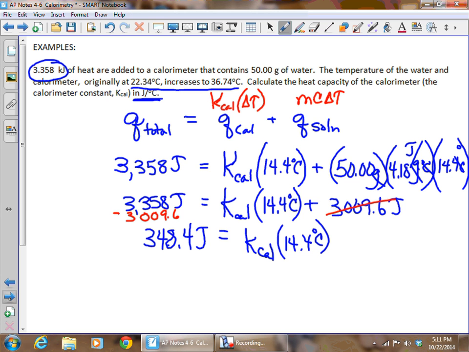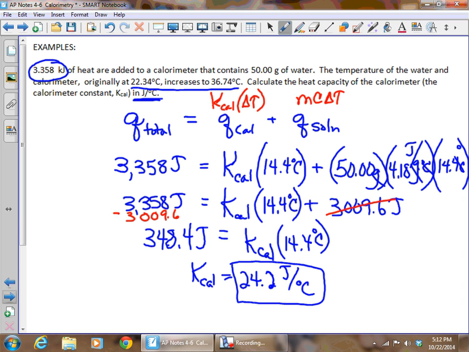Now I'm going to divide both sides by 14.4 degrees Celsius, and I get a calorimeter constant of 24.2 joules per degree Celsius. Now, what does that mean? Because we find these values and it's like, okay, we got this 24.2 joules per degree Celsius. What does that mean? What it means is that when we look at this calorimeter, every time we increase 1 degree Celsius in temperature for that system, 24.2 joules of the heat involved in that change is going to be absorbed by the calorimeter itself.